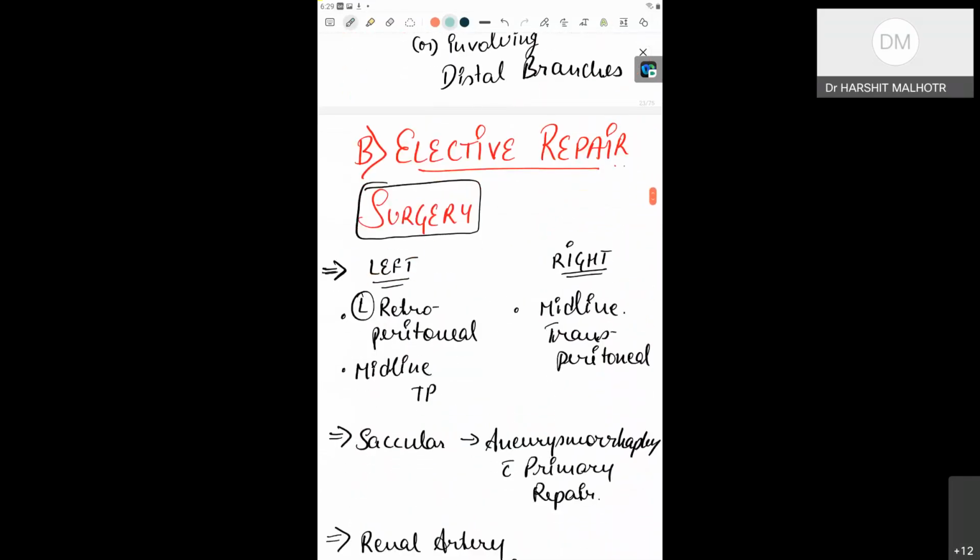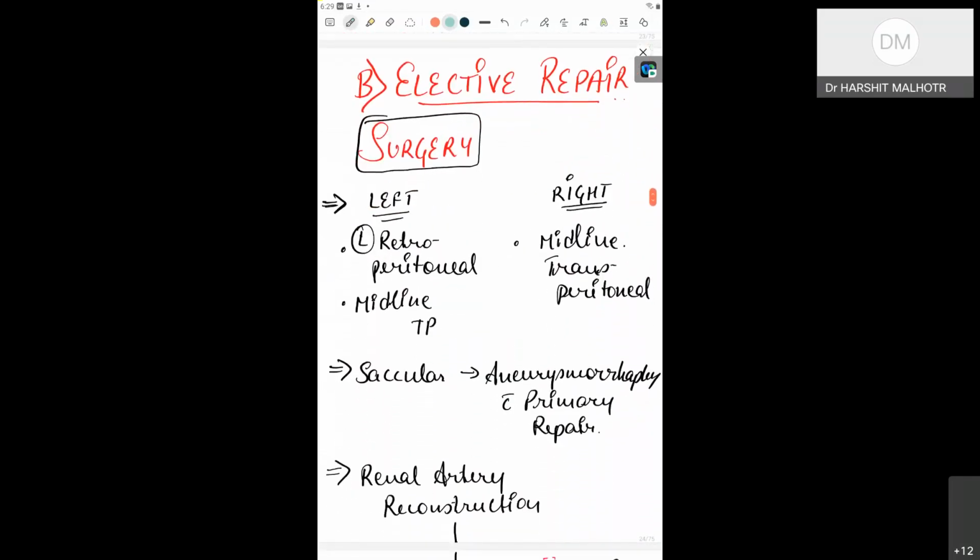Now, in case when we are proceeding for elective repair, on the left side, left retroperitoneal or midline transperitoneal incisions can be given. On the right side, midline transperitoneal incisions are preferred. In a case of saccular aneurysm, only aneurysmorrhaphy with primary repair can be done, plus with a patch plasty.